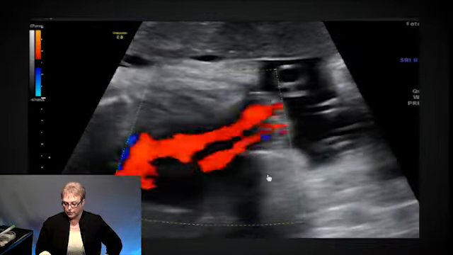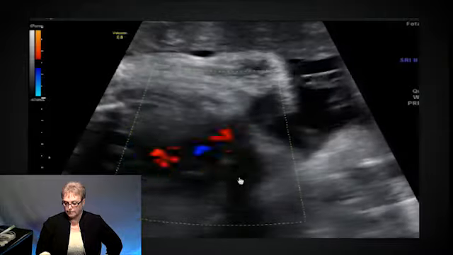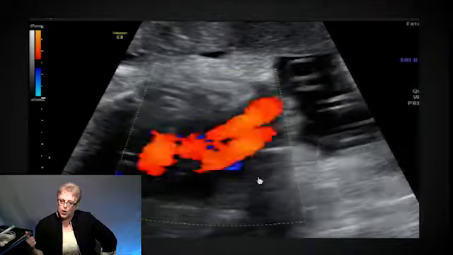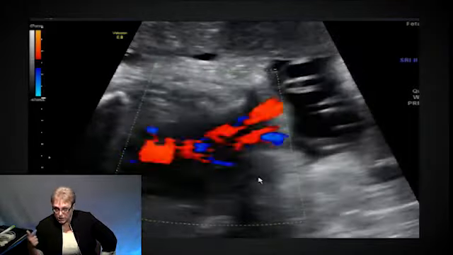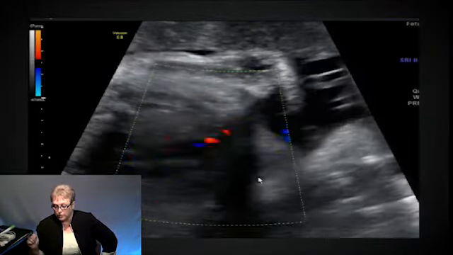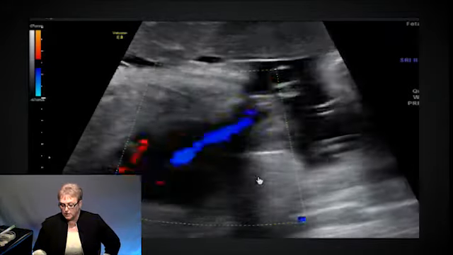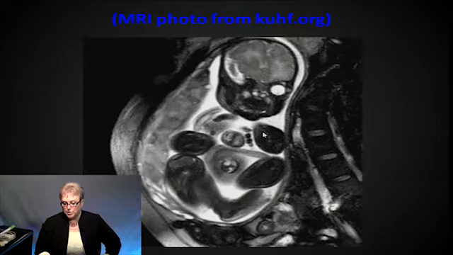And then with color. So anytime you're evaluating something with the heart, make sure that you're looking at it in 2D and with color, and then later on you'll put on a Doppler also for color analysis. This is the baby with MRI, looking straight at us.